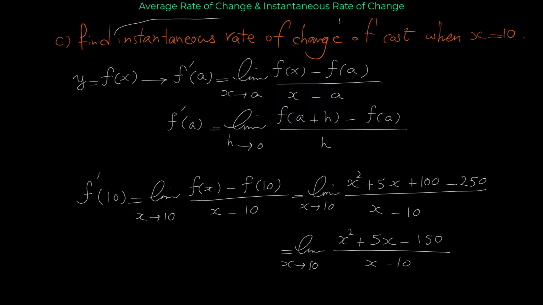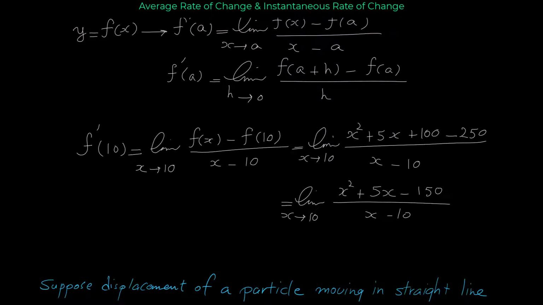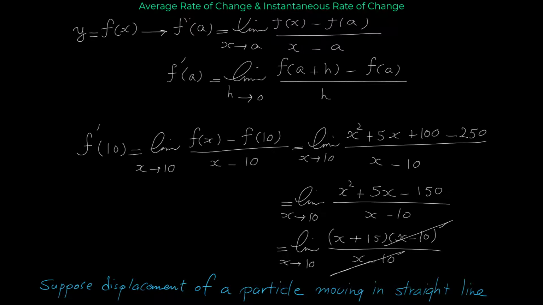To find this limit, you have to factor out the numerator. The numerator is a quadratic expression, and if you remember factoring quadratics, we can factor this quadratic like this: (x plus 15) times (x minus 10) over (x minus 10) as x approaches 10. The x minus 10 from the numerator and the x minus 10 from the denominator cancel. How did I factor this? Let me explain this in a moment.